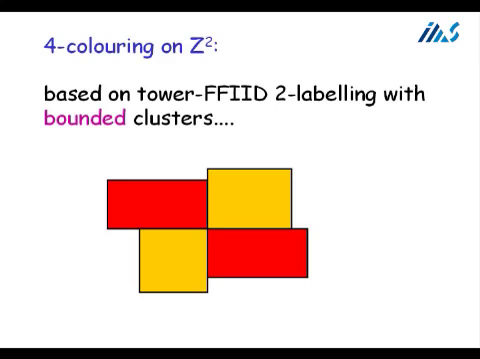Okay, so for Z squared, we saw that there's a 5 coloring with tower law tails. In fact, there's actually a 4 coloring with tower law tails. I'm not going to go through it, but the basic idea is that you make these 2 labelings by these blocks so that each of these blocks has bounded size, and no 2 yellow blocks are going to touch each other. And then each of these blocks can be colored independently with 2 colors.